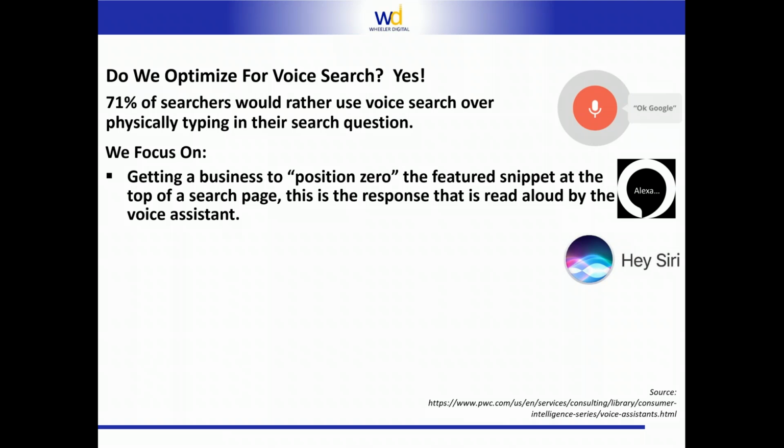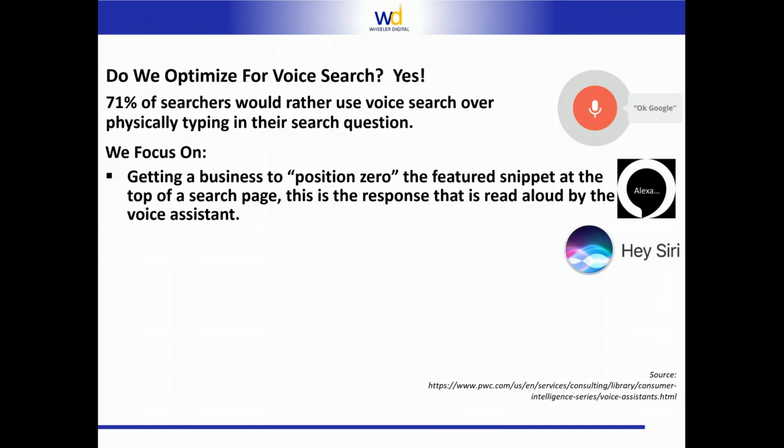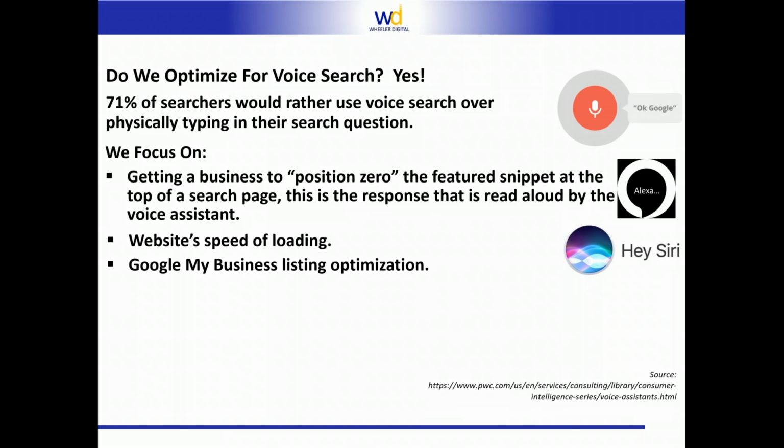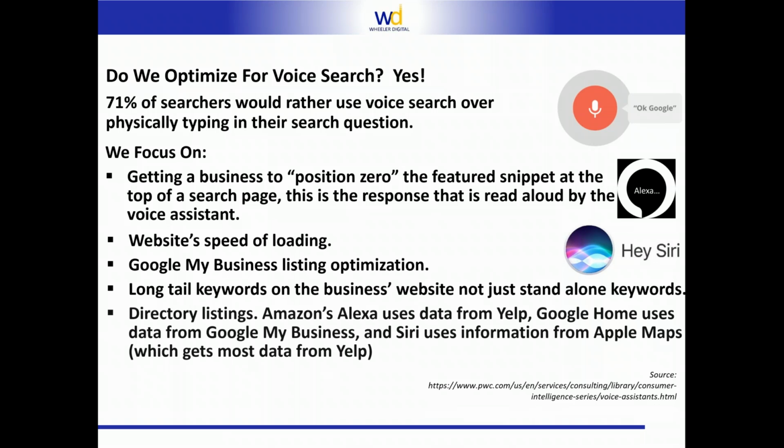That's the featured snippet at the top of the search page that Google actually reads aloud, or whatever voice assistant you are using. Some of the things that help with that, again, would be the website loading speed, the Google My Business listing optimization, everything we've talked about, some keywords, directory listings. All of those things help you get to what's called position 0, being the business that the voice assistant reads out loud information about.